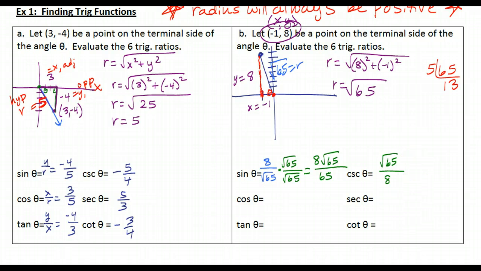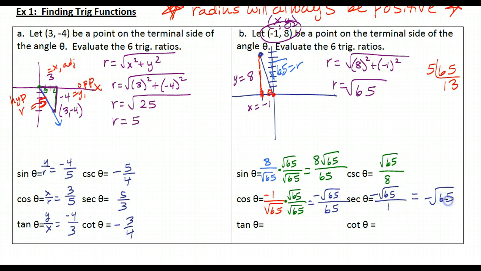Let's do cosine. Cosine is x over r, so -1 over square root of 65. Again, I have a square root on bottom, so I need to multiply by the square root of 65 over the square root of 65. I get the negative square root of 65 then over 65. And again, for secant, flip the original one, not the final answer. So when I flip that, square root of 65 over 1, and it's negative, by the way, so that's just negative square root of 65.